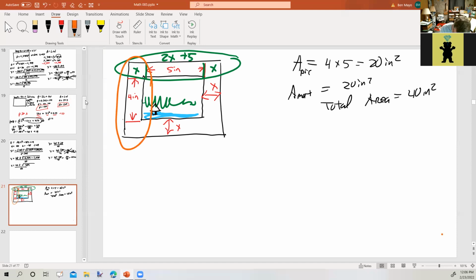All right, let's take a look at this. Well, from here to here is 4 inches, and this is an x, and this is an x. So this would be 2x plus 4. Everybody okay with where I got those outer dimensions? So that means that 2x plus 5, the length, times the 2x plus 4 width of the outside is equal to the total area of the whole thing.